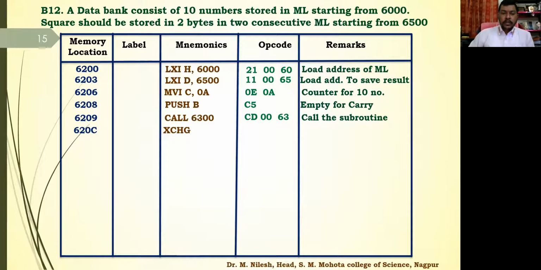So we will be loading that. First we will load the carry. By that we can write like this: MOV M, C. We have loaded the carry. So the opcode is this, and we have stored the carry.